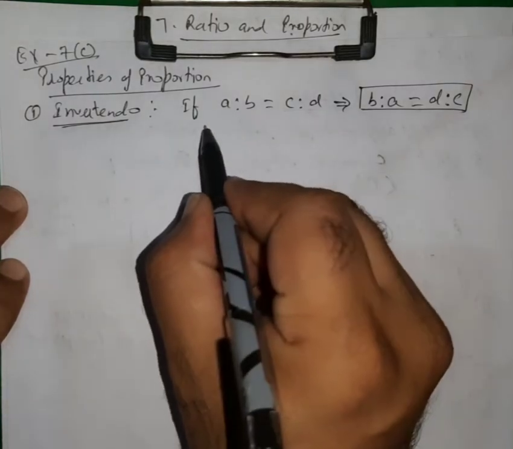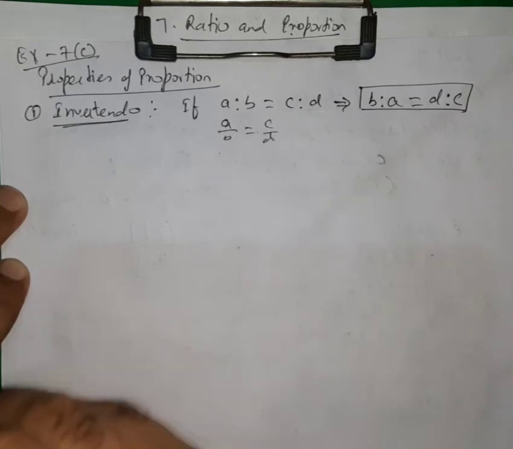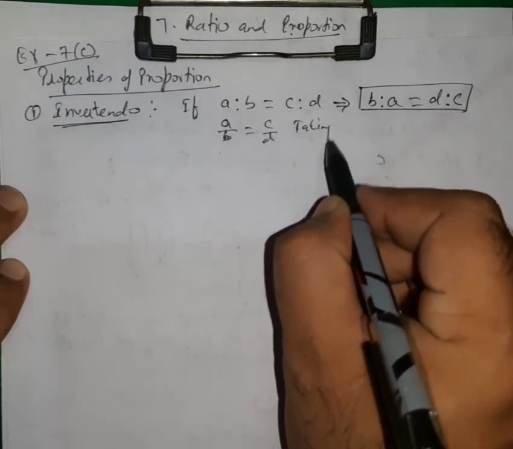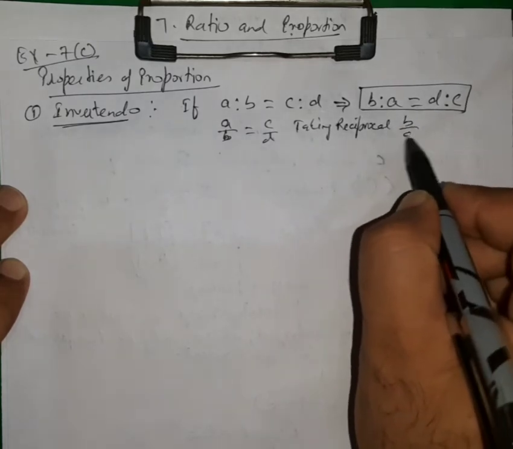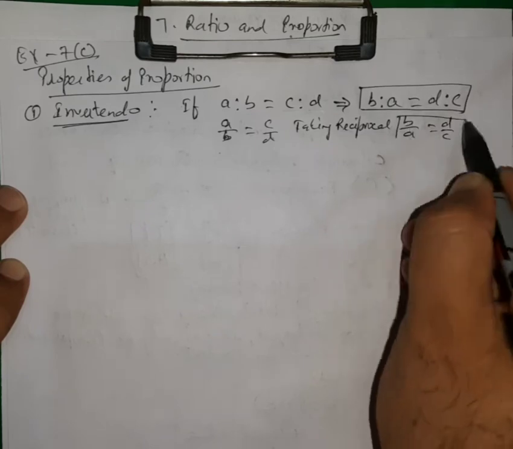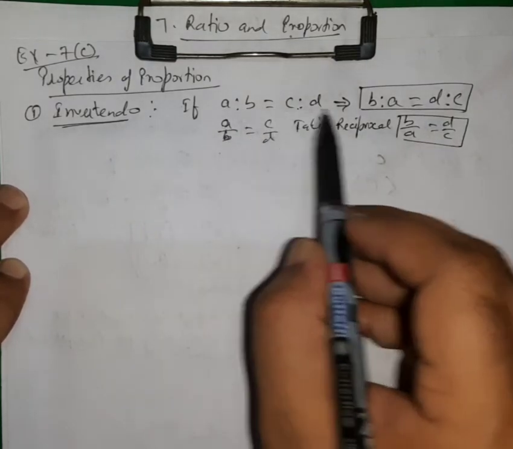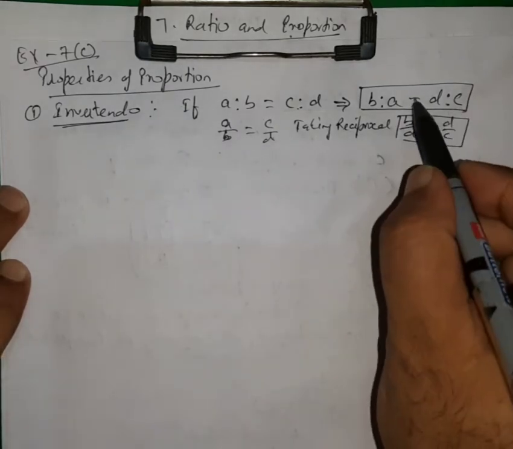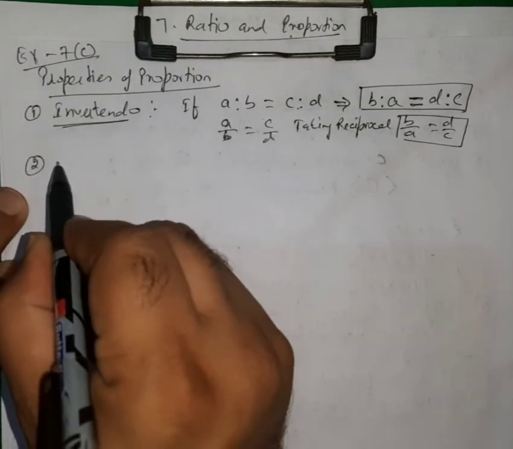So this means A over B equal to C over D. Now taking the reciprocal, we will get B over A equal to D over C. So if A over B equal to C over D is given, then we can take the reciprocal of the given ratio and that does not affect the equality. Now the second property is alternando.